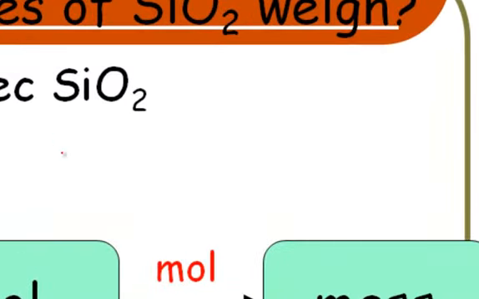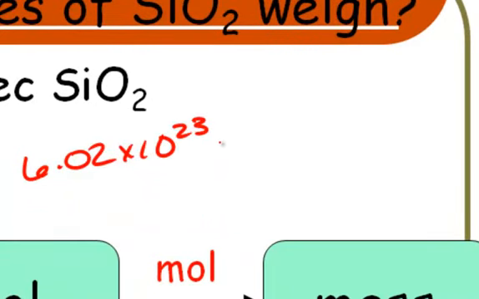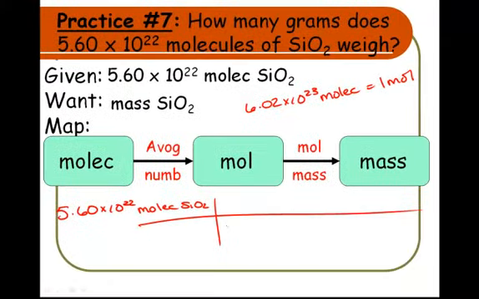Remember, Avogadro's number is 6.02 times 10 to the 23rd molecules equals 1 mole. So I'll put 6.02 times 10 to the 23rd molecules on the bottom and 1 mole of SiO2 on the top.